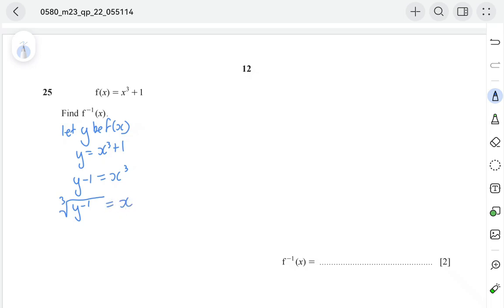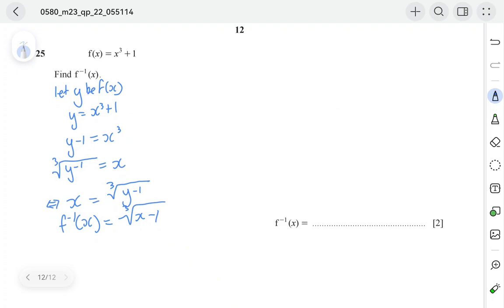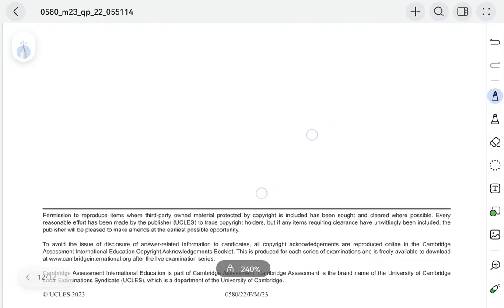Now we make x the inverse. Let's rearrange it first so it looks better, easier for us to visualize. Then let's make x the inverse function, and let's make y x. So we know the inverse function f inverse of x is the cube root of x minus 1. That marks the end.